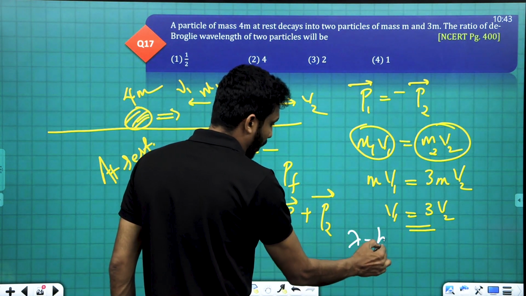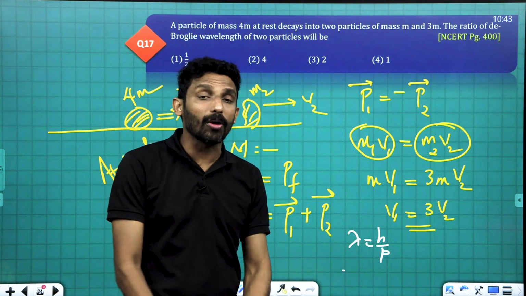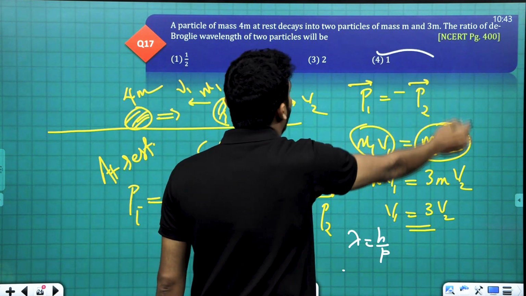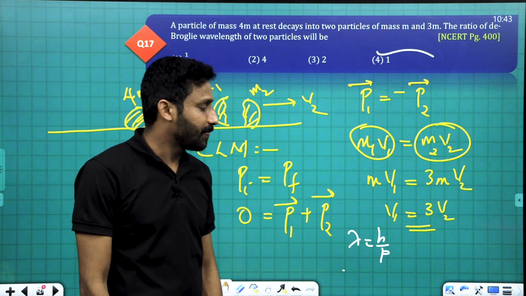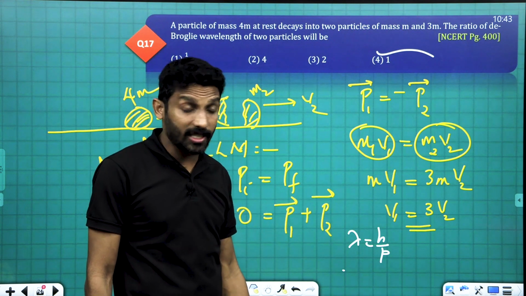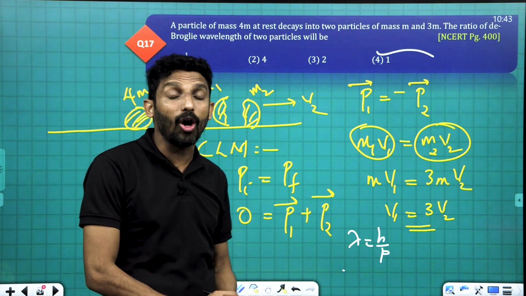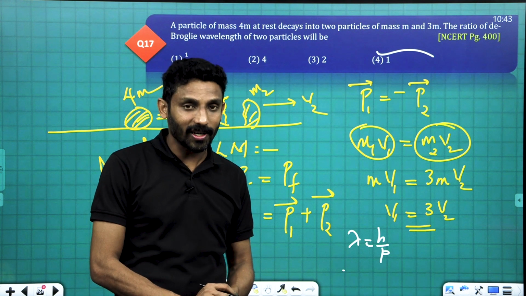Lambda is equal to h by p, but after the decay process, the p value is the same for both. Then the ratio will be 1:1. De Broglie wavelength will be 1:1. Speed will be different, mass is different, such that momentum is the same. So de Broglie wavelength will be the same for both particles. I hope you understood it very clearly.